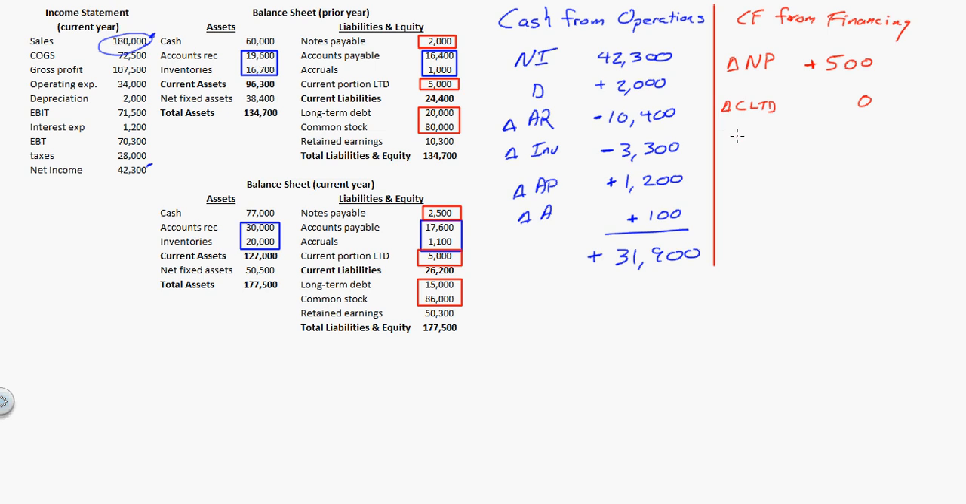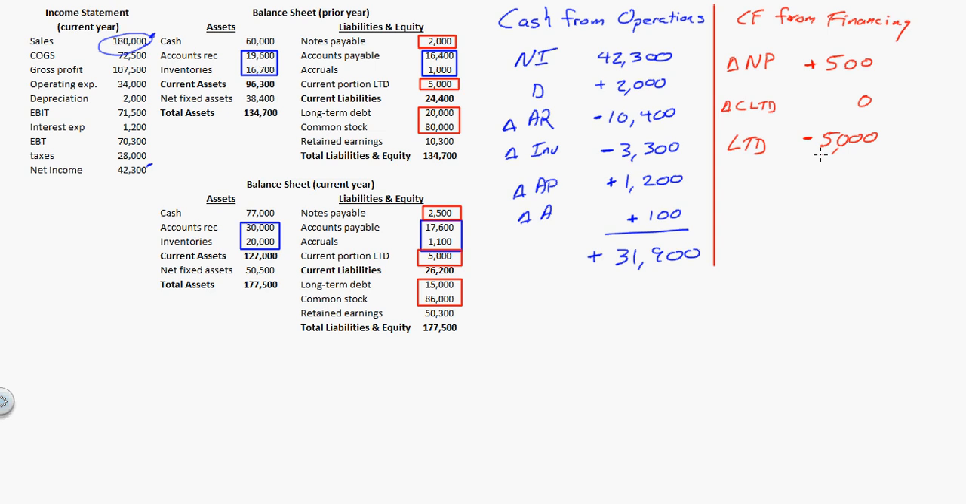Next I have the long-term debt. Long-term debt went from $20,000 to $15,000, so it changed 5,000. If you owe less money, what's the only way you can owe less money? You have to pay it, right? So I owed you 20 grand last year. This year I owe you 15 grand. I must have paid you $5,000. It's a negative flow to me.